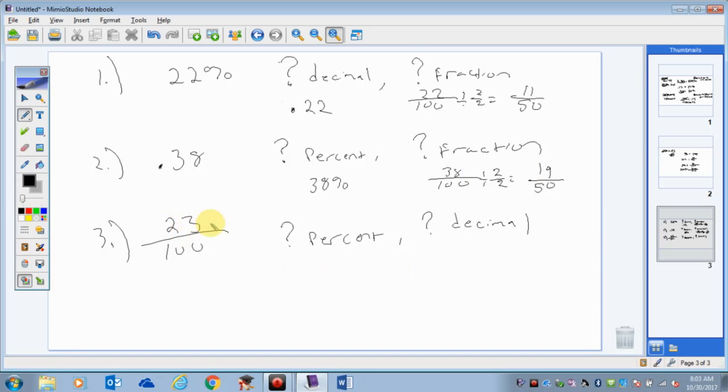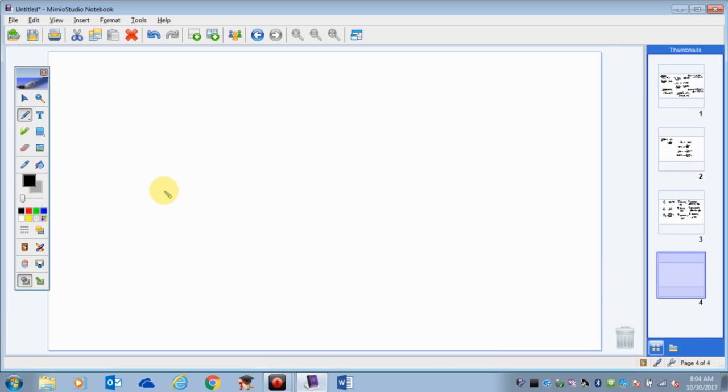This one here, 23 over 100. Anytime you see something over 100, it's already written as a percent fraction-wise. So 23 over 100 is 23%. And it's 23 hundredths, so it's 0.23. That's pretty much all I've got for you today. I will take a different type of fraction real quick so we can go from fractions to decimals and percents.